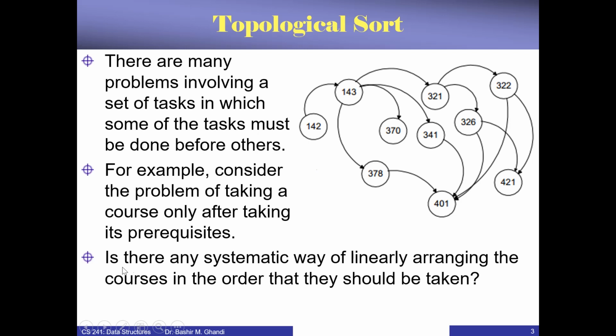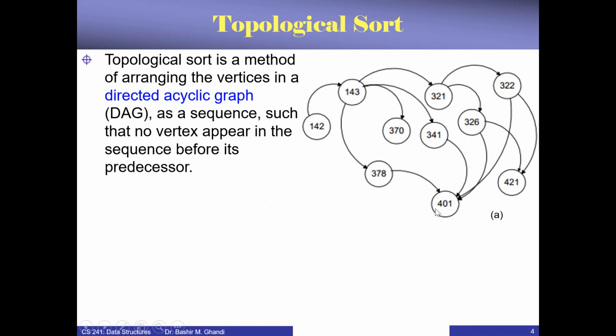Okay, so the question here is, is there any systematic way of linearly arranging the courses in the order that they should be taken? Linearly means as one line instead of as a graph. And the answer is, of course, yes. And that is what topological sort is going to help us to do. Okay, so let's give a definition first. Topological sort is a method of arranging the vertices in a directed acyclic graph.